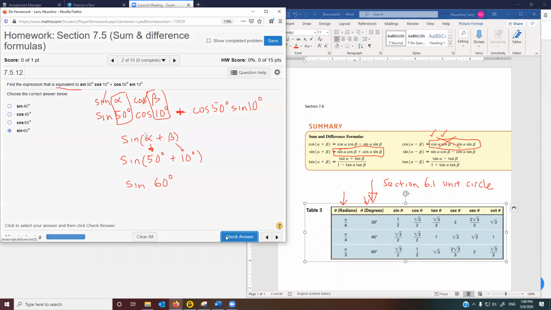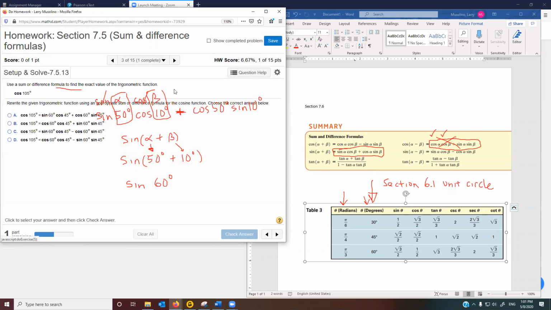Okay? And the way I came to that conclusion is I took the expression they gave me and matched it up to the right side of one of these formulas. That allowed me to match up alpha and beta. Then I could simplify, in this case, sine of parenthesis alpha plus beta. All right, let's do another example like this.